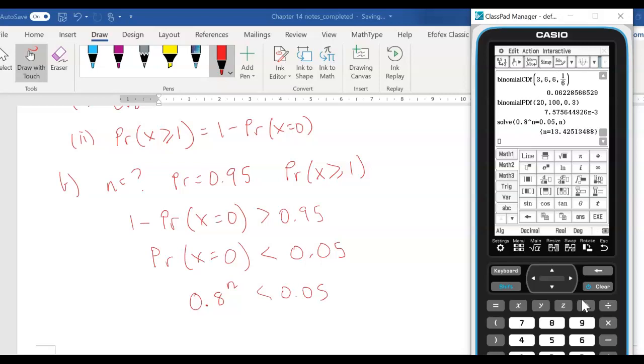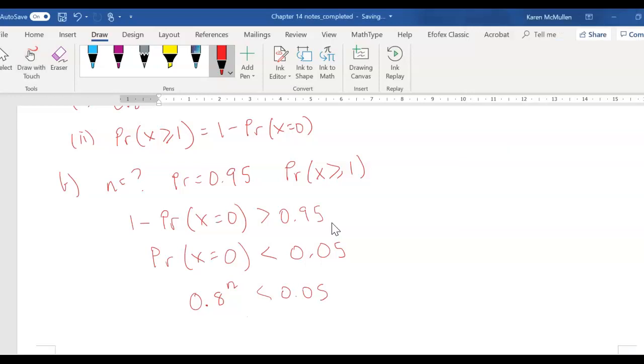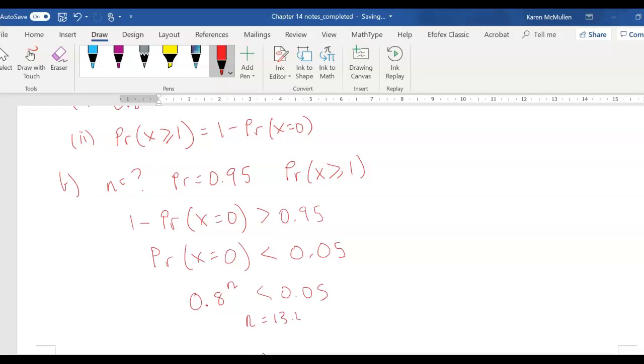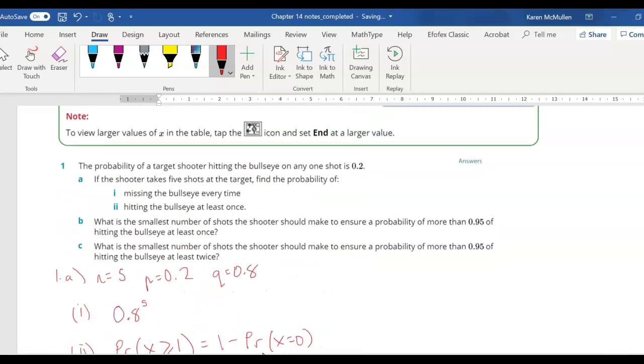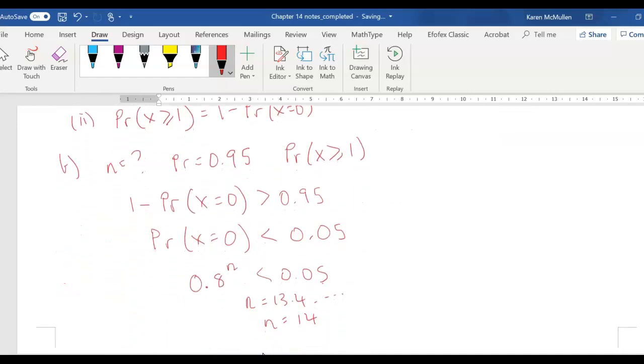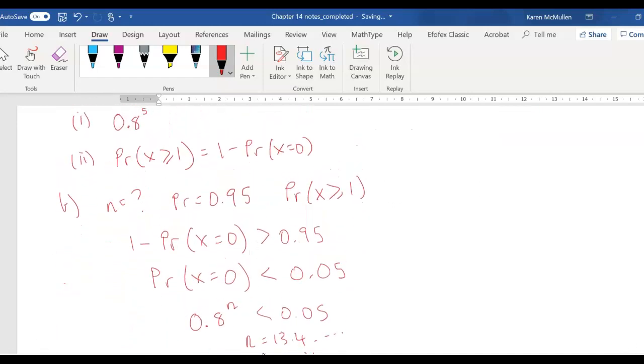All right, so we get n equals, why does it always disappear? 13 point, well, it doesn't really matter what it is, 13.4. So n has to equal 14. So our answer, what is the smallest number? The smallest number is 14 games.